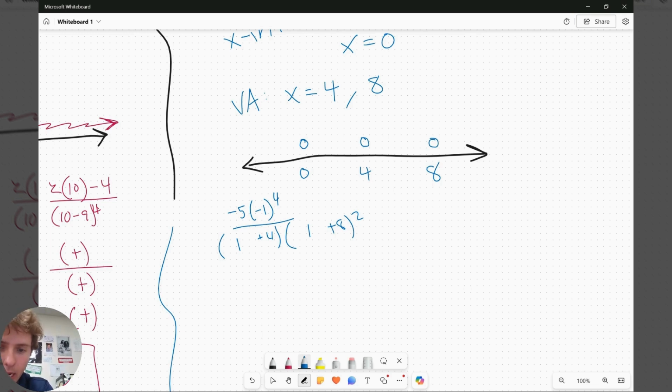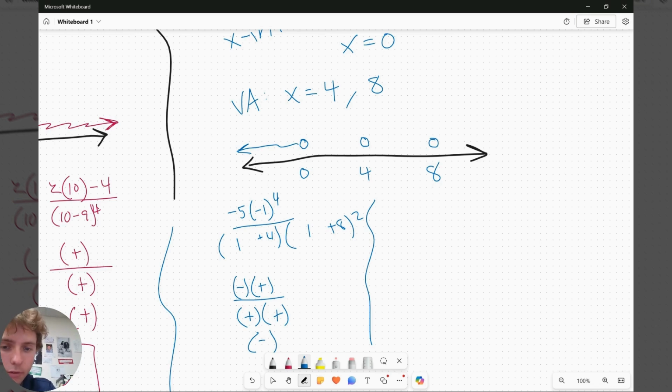So, okay, the top, that would be negative 5 times negative 1 to the 4th. Negative 1 to the 4th would be positive. The 5 is negative, though. On the bottom, 1 and 4 is positive, 1 and 8 is positive, and if you square it, it is still positive. This entire thing would be negative. To the left of 0 is negative.